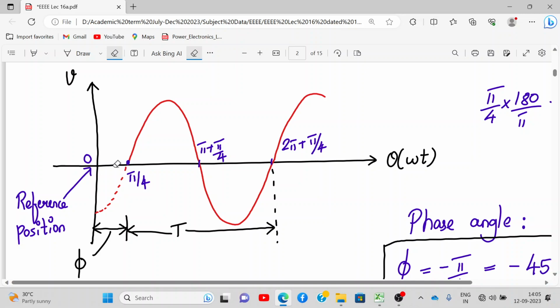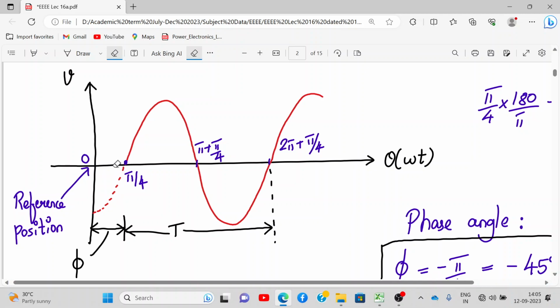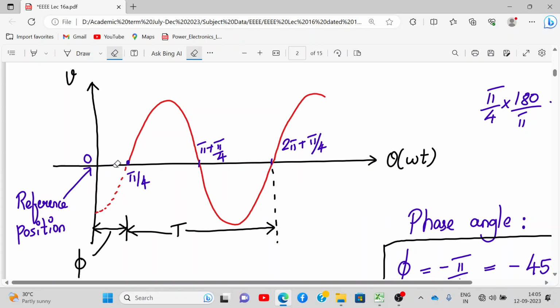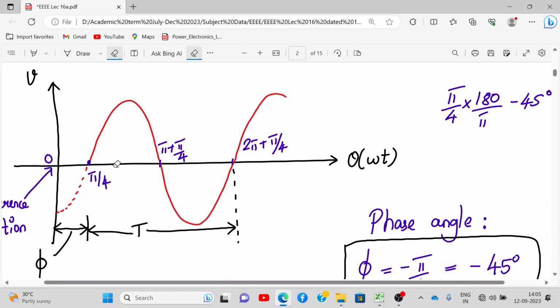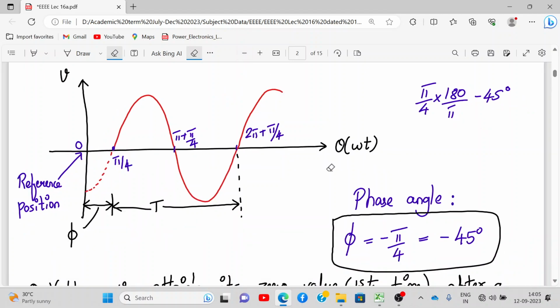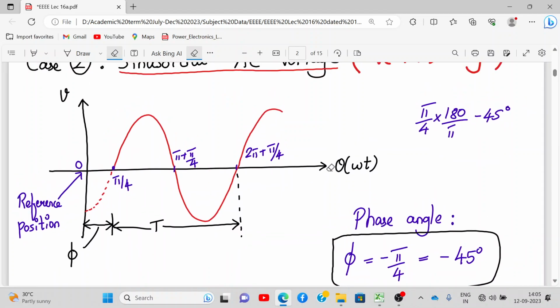Did you get it? So whenever I write over here pi, this will be pi plus pi by 4, 2 pi plus pi by 4, because the entire waveform is shifted by pi by 4. Alright? So here the phase angle is minus 45. Did you understand why minus? Because it is going after a delay. So the delay is termed as negative. If it started before 0, then it would have been a positive phase angle. Okay? So draw the waveform and write the phase angle as minus pi by 4.